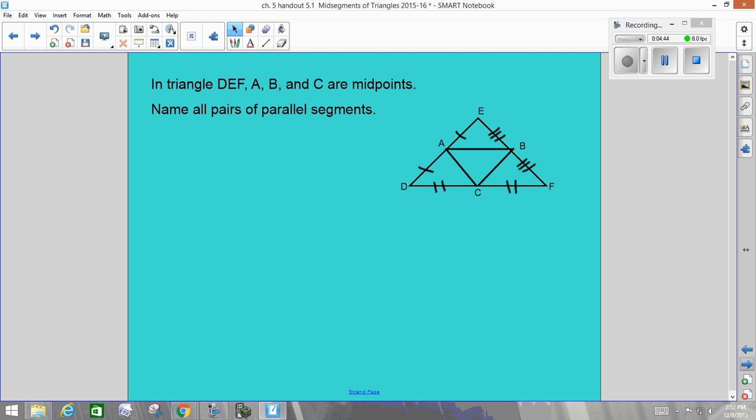Okay, so we need to name pairs of parallel segments. Anyone have a pair of parallel segments in that picture? You guys agree that AB would be parallel to DF? Good, you should. So write that AB parallel to DF. Any other parallel segments, Micah? DA to CB. You guys agree? Technically yes, but no. Why wouldn't you agree?